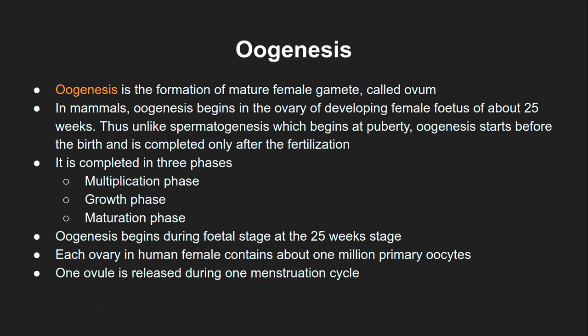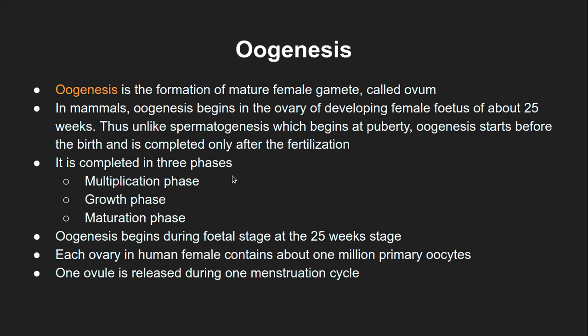Usually, the number of ova, or female gametes, is less in all animal species, and the number of male gametes, again in all animal species, is quite higher compared to the female gametes. I guess that has something to do with the process of evolution and adaptation over time. So one ovule is released during each menstruation cycle. Again, we will see this whole process of menstruation in the later part of this chapter.